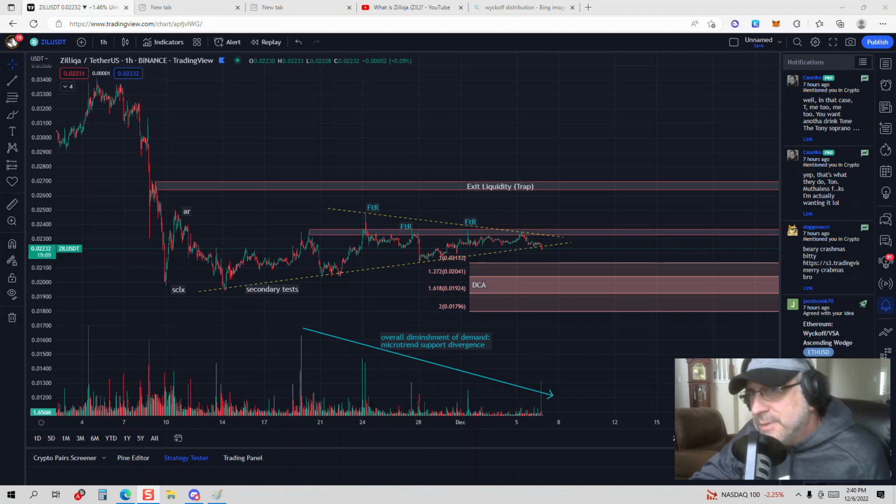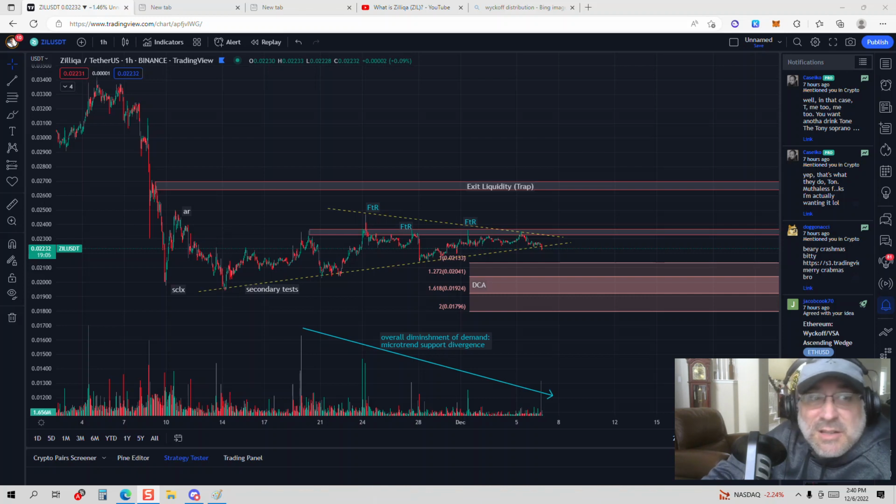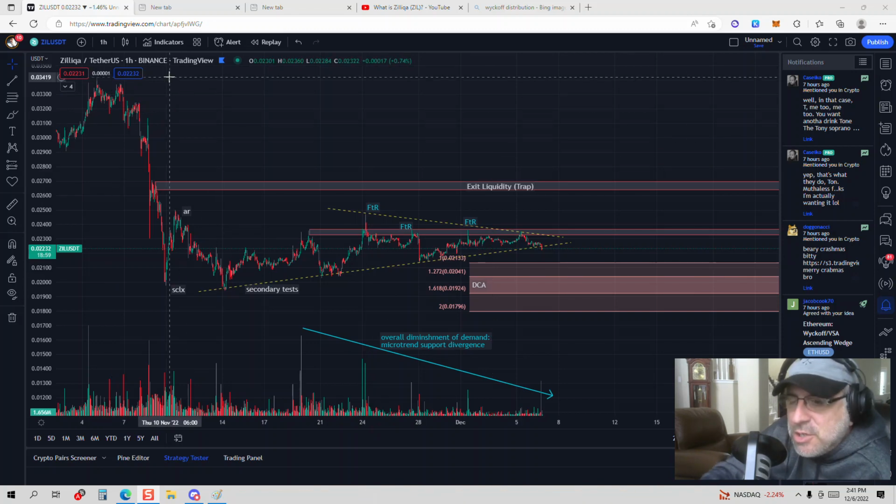How's everyone doing? I want to look at Zilliqa right now. Zilliqa USDT, that pair, on the Binance exchange. I want to share with you what I'm seeing right now and give you some ideas if you're interested in swing trading Zilliqa or even dollar cost averaging.